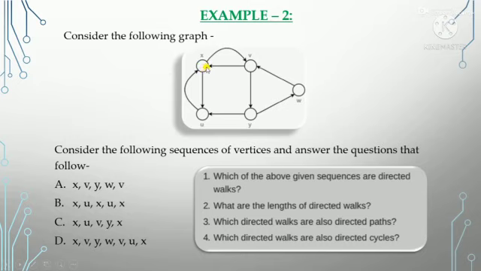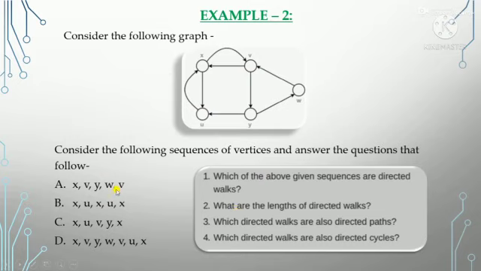Next, the C part, we see that x, u, v. But u is not connected to v. So it does not become a walk, right? Because u and v are not connected. So the D part, x, v, y, w, and then v, again u. So the v vertex is not connected to the u vertex. It means that it does not become a walk. Clear? That was the first one. Second one, what are the lengths of the directed walks?